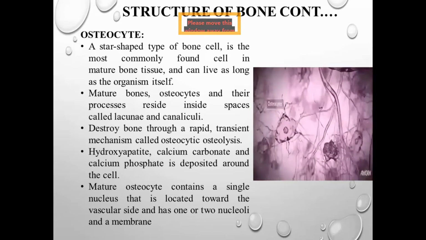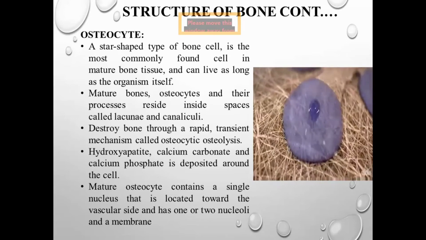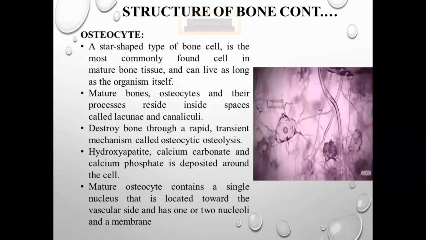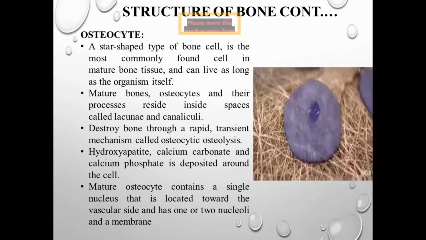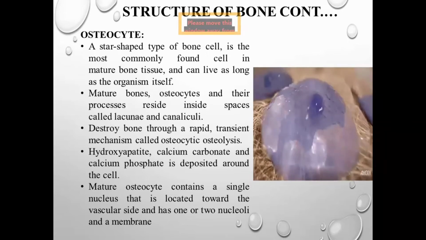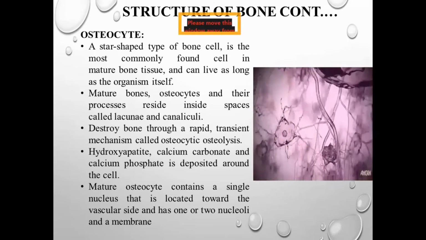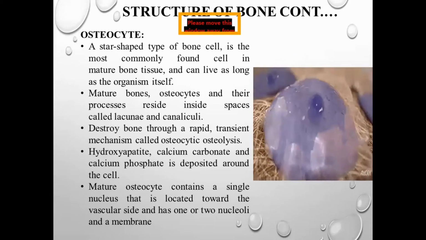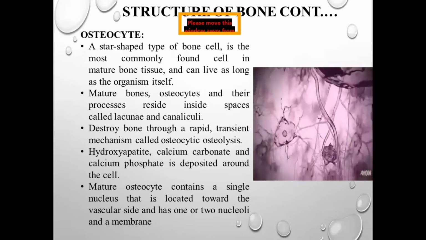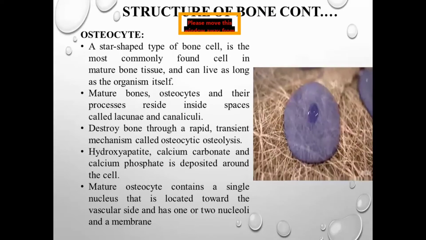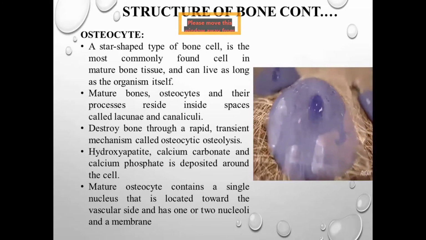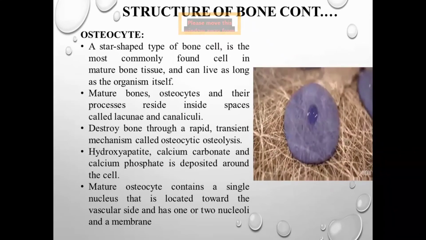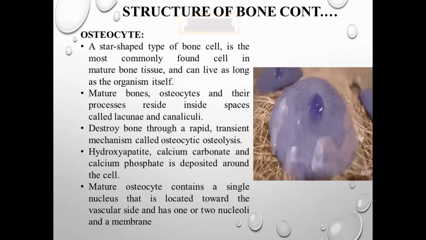Okay. Osteocytes can destroy bone through a rapid transient mechanism called osteocytic osteolysis. So what happens is, in some cases your bone tissue has died, so this tissue has to be engulfed, digested and excreted out. This is done by the osteocytic cell through a mechanism we call osteocytic osteolysis. Osteolysis means removal of dead cells; lysis means death.